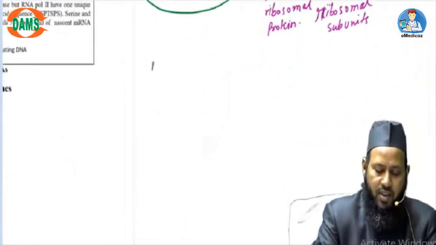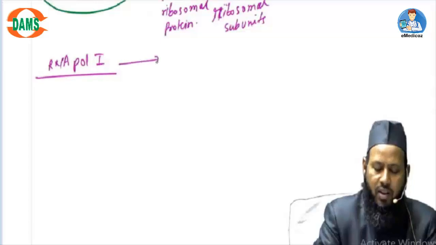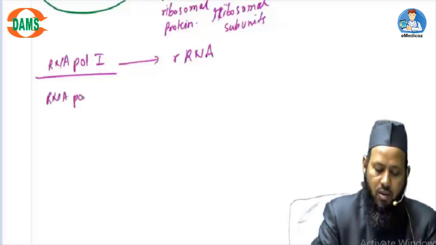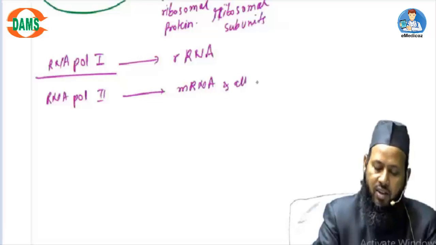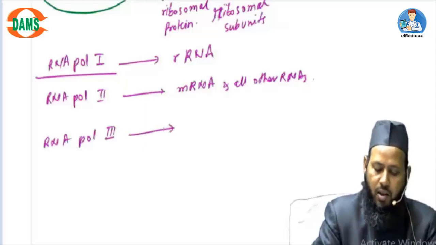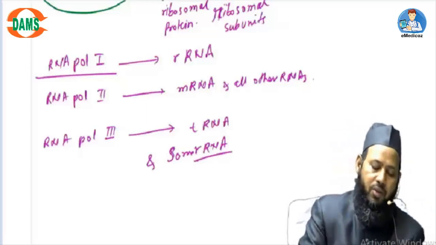So in the earlier one, to keep it oversimplified: RNA pol 1, ribosomal RNA; RNA pol 2, mRNA and all other RNAs except the tRNA and some ribosomal RNA. So keep that in mind.